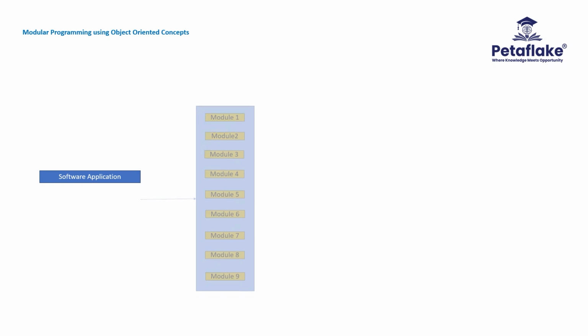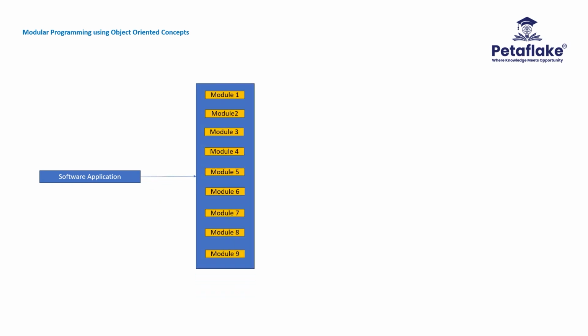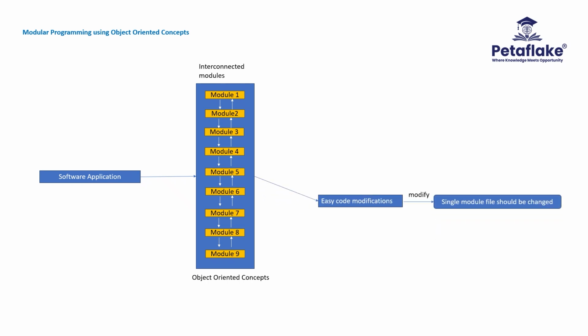Instead of creating a single big program file for the entire software application, the big program file can be split into multiple smaller program files called modules based on the functionality developed. These smaller program files can be interconnected with each other logically with the help of object-oriented programming concepts. When the software is developed with multiple smaller program files, for the modification of the existing features of the software, only the program file or module file which contains the specific functionality should be modified.